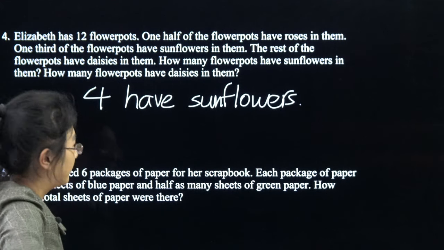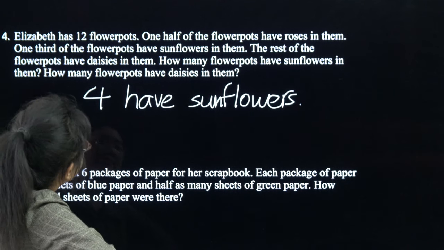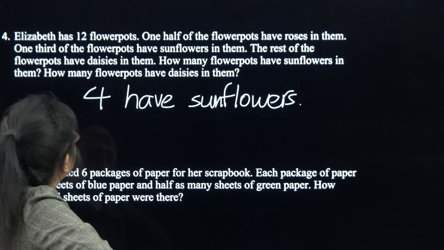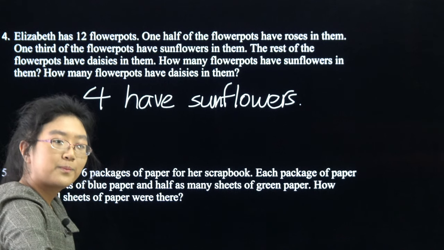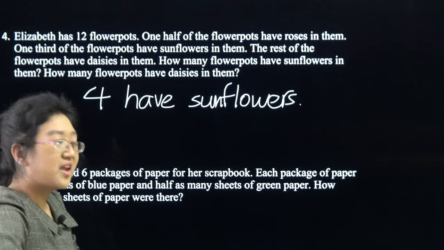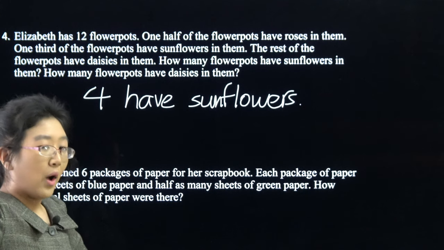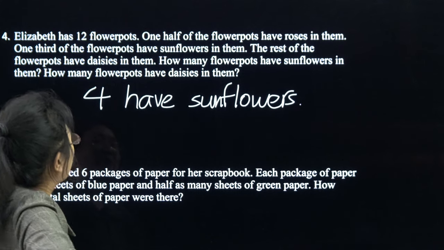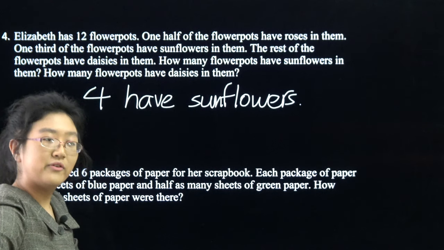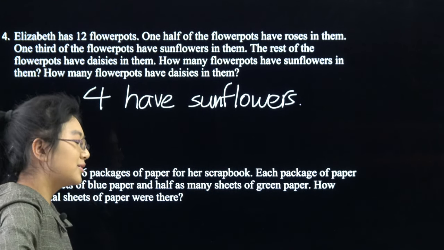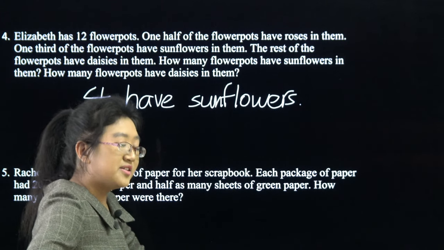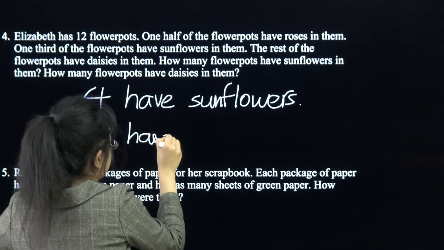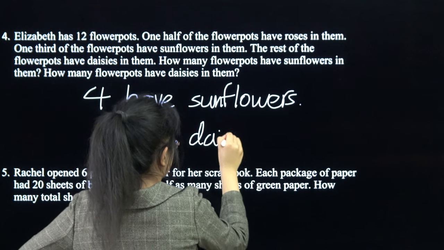How many flower pots have daisies in them? Well, it says the rest have daisies. So one half of them have roses and one third of them have sunflowers. Okay. What's one half of 12? Well, what's 12 divided by 2? 6. So the rest is 12 minus 6, the number of ones with roses, minus 4, the number of ones with sunflowers, equals the number of flower pots with daisies. So 12 minus 6 equals 6. And 6 minus 4 equals 2. So 2 have daisies.